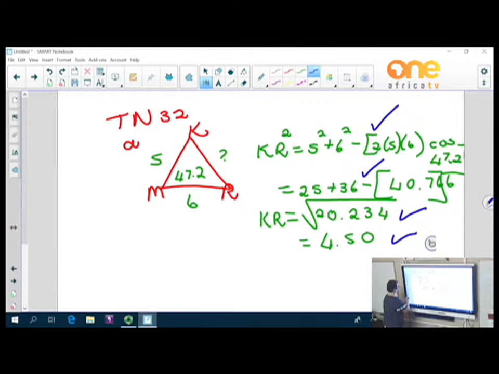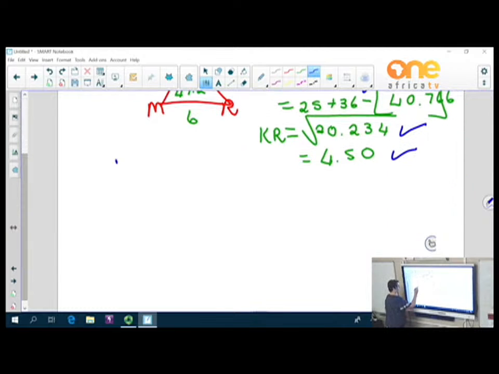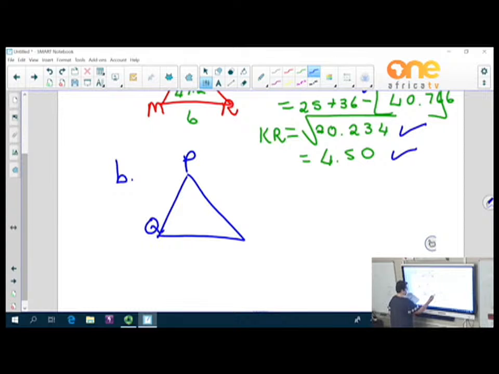Right, that's number a. I think you should listen to another one, and then you can try them on your own. So we'll have to draw the triangle again, PQR.